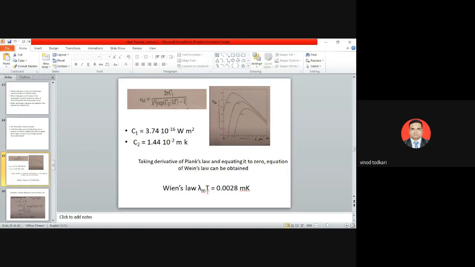What is Wien's law? Lambda m into T is equal to 0.0028. What is lambda m? It is not the maximum wavelength. It is the wavelength at which emissive power is maximum. And T is the absolute temperature. So is this concept clear to all of you, that Wien's law can be derived from Planck's law? Okay. Now the second question is there.